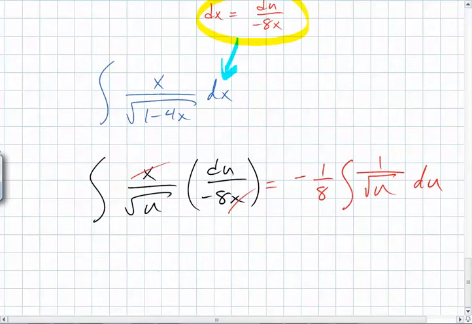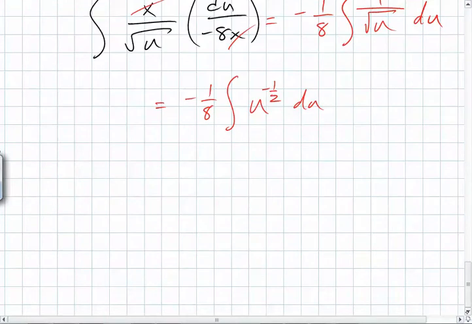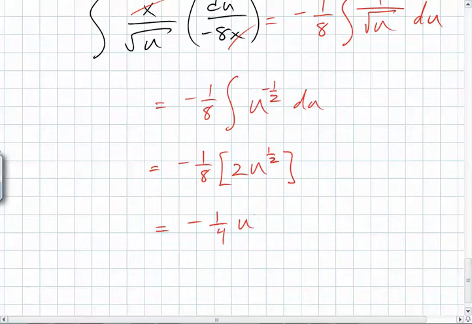How can you rewrite that? Negative 1/8 times the integral of u to the what? Negative 1/2 du. Can you integrate that for me? It's going to be negative 1/2 times what? So negative 1/8 times what? It's going to be u to the what power? 1/2. So what do you have to put up front? You said it, 2. The du goes away. So what does this simplify to? Negative 1/4 u to the what? u to the 1/2. But what did u equal?